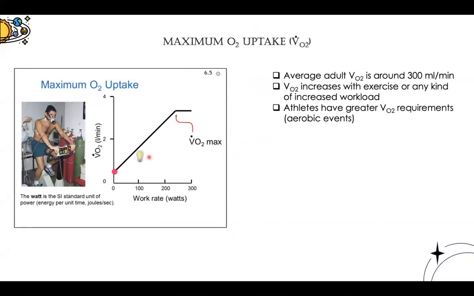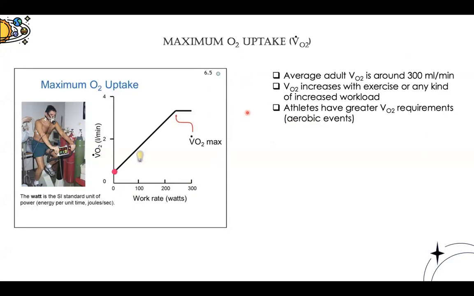So I said VO2 is BMR essentially, and when you're working, I mean when you're expending energy, like exercising or taking part in any aerobic events. I say aerobic because you're using up oxygen, right? So your BMR would have to increase to meet those increased energy requirements. The average BMR for adults is around 300 milliliters per minute. For athletes, it's higher because they work out a lot, so they have higher oxygen requirements.